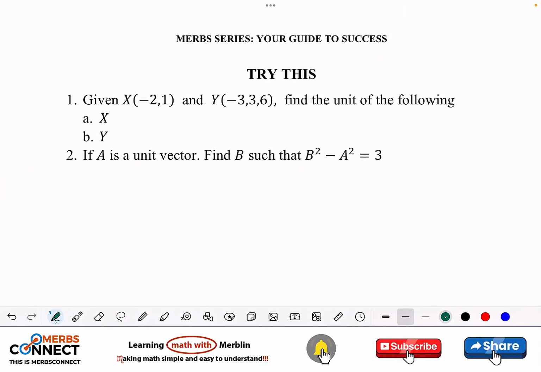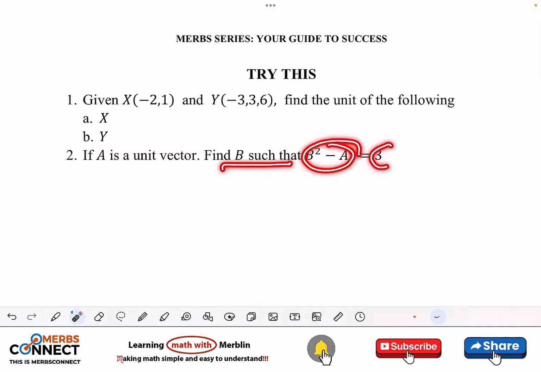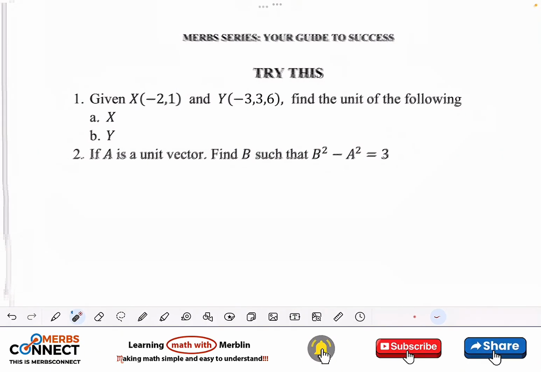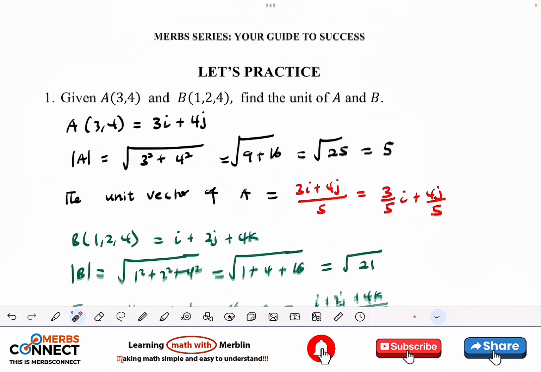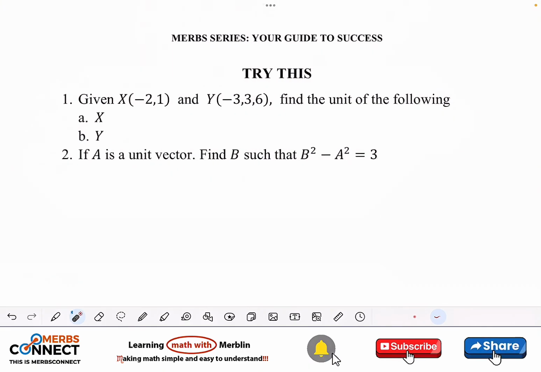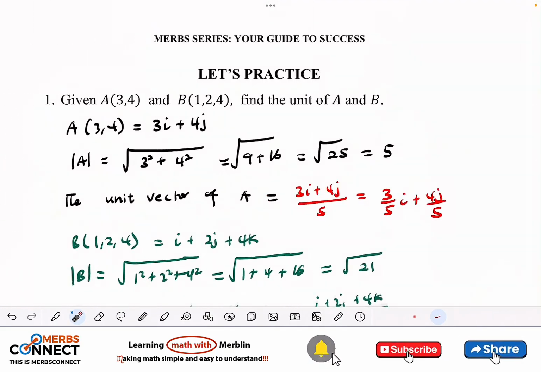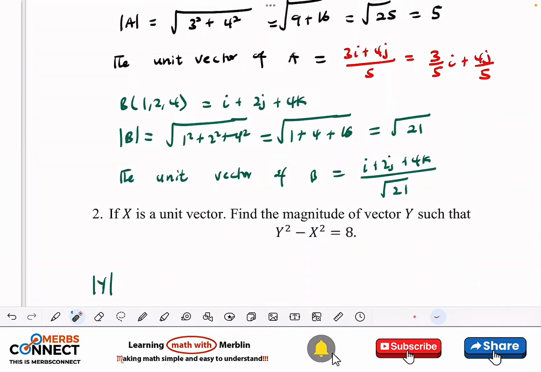So let me give you a try example, then you try, right? So I have x, I have y. I want you to find the unit vector of x and y. So find unit vector of this and that. And I've given you a similar example. If a is a unit vector, find b such that this is equal to that similar one, right? So that you can practice the example that we just did here. All right. So I think this is the end of the video. So this is what I have for you.